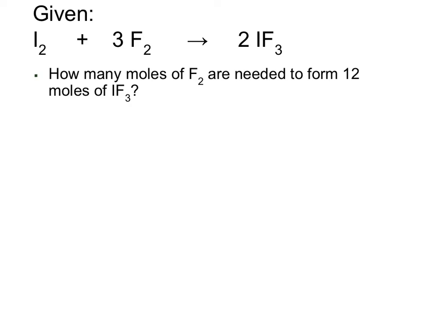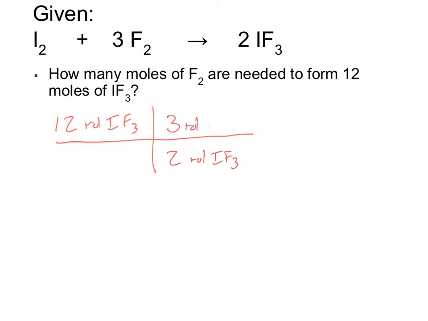Here, we want to know how many moles of F2 are needed in order to form 12 moles of IF3. So we begin with our 12 moles of IF3, and we can see that we're looking now at our relationship between IF3 and F2. In order for IF3 to cancel out, that still needs to go on the bottom. So we have 2 moles of IF3 for every 3 moles of F2 in our reaction. We calculate that out, and we see that we will need 18 moles of F2 in order to form 12 moles of IF3.